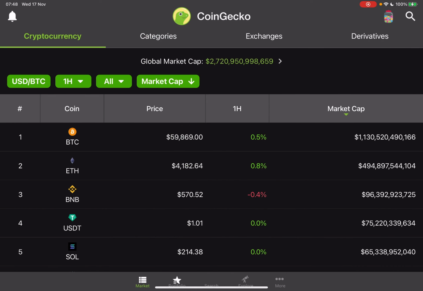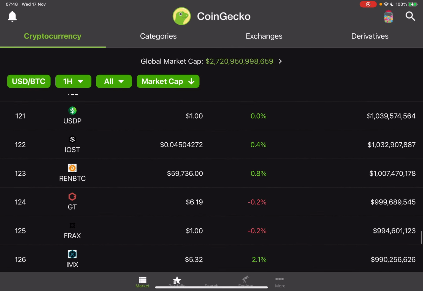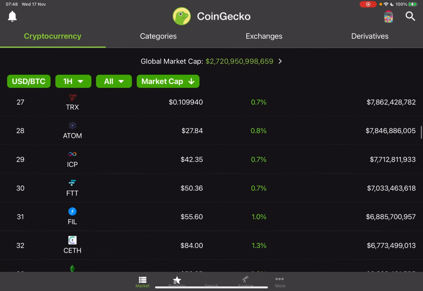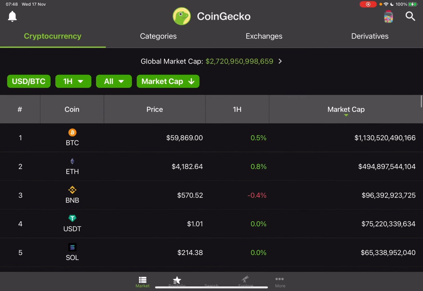As you can see, go to cryptocurrencies, and here it's going to show you all of the available cryptos right now, and you can sort them by all these criteria. Right now, it's sorted by market cap. So the first one, the top, is Bitcoin, which has more than $1 trillion worth of market cap. The second one is Ethereum, and so on and so on.